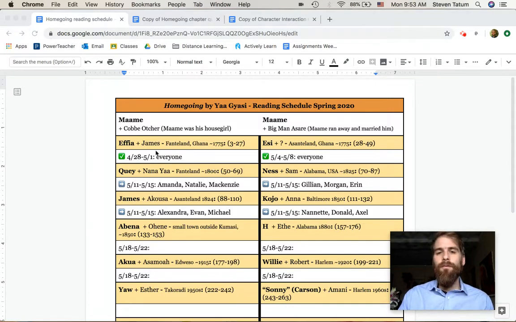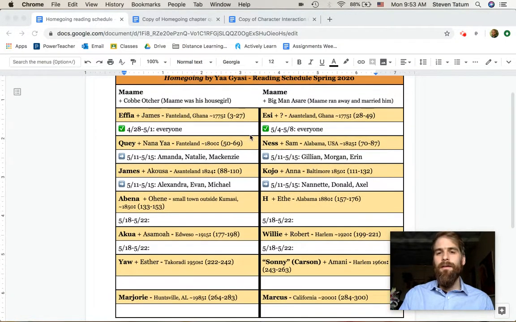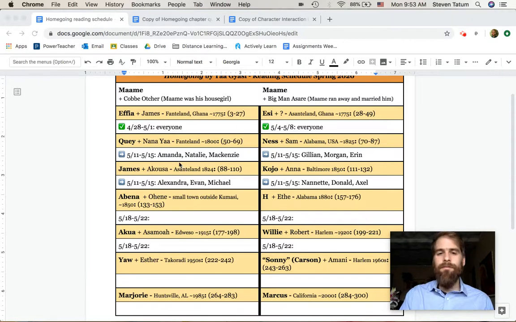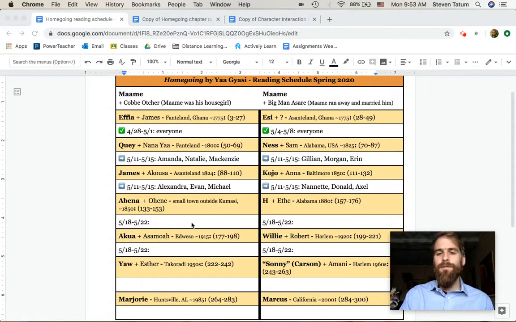First of all, when you look at the assignment for reading Homegoing, you see I've attached this reading schedule. I know it looks complicated and there's a lot of information. I just want to make sure you see how it's working. So these are all the chapters on the two sides of the family tree. We have read the Effia chapter, that's the first chapter, and we read the Esi chapter. We all read those two weeks ago and then last week.